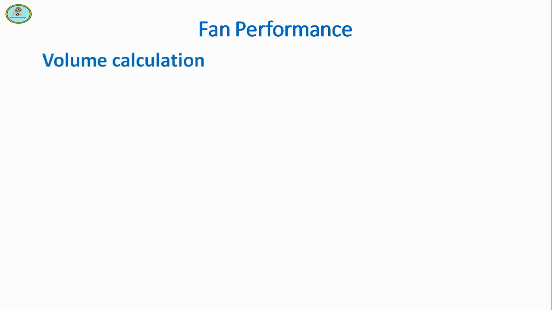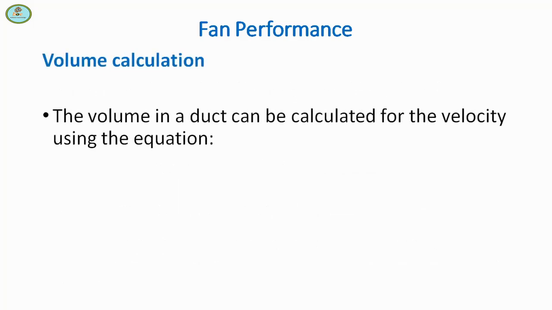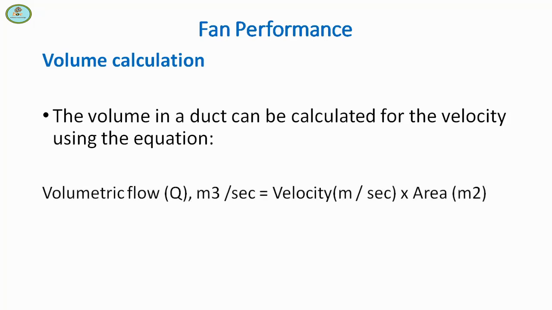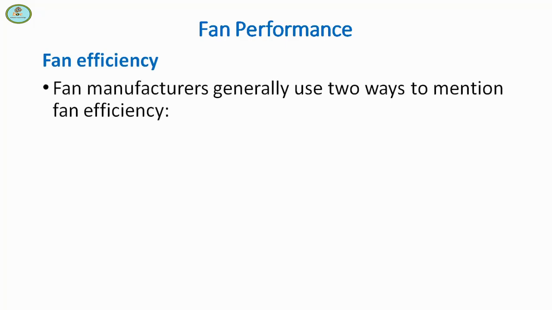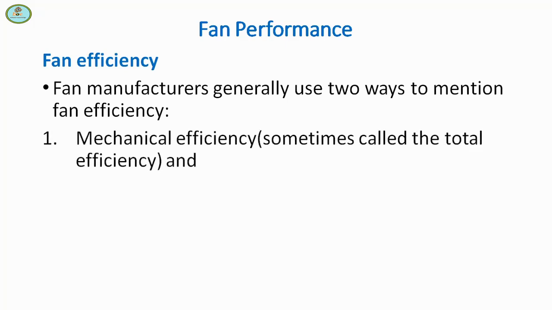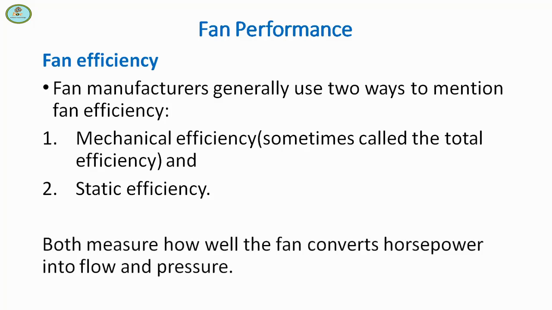Volume calculation. The volume in a duct can be calculated from the velocity using the equation: volumetric flow in m³/s is equal to velocity in m/s × area in m². Fan efficiency. Fan manufacturers generally use two ways to mention fan efficiency. First is mechanical efficiency, sometimes called the total efficiency, and second one is static efficiency.